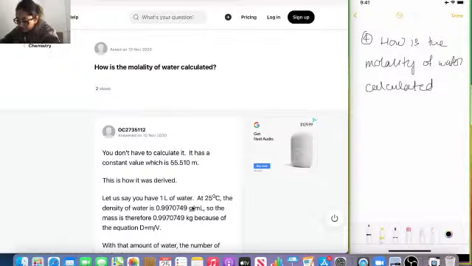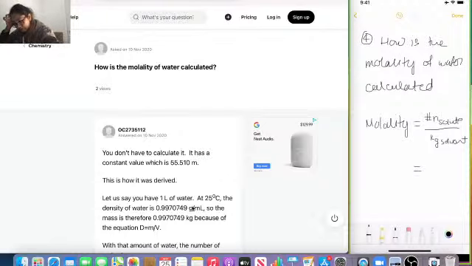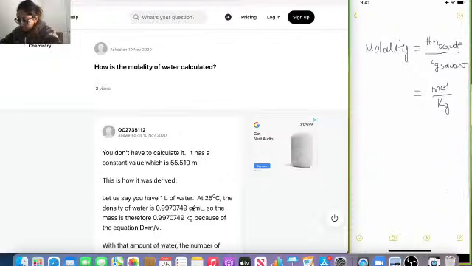Molality is defined as the number of moles of solute per kilogram of solvent. So molality is equal to the number of moles of solute over the kilograms of solvent. We can imagine that the units for this would be moles per kilogram.